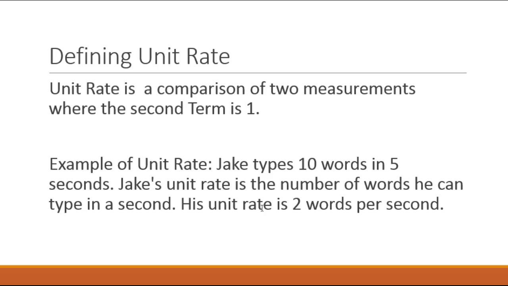Defining unit rate. Unit rate is a comparison of two measurements where the second term is 1. Example of unit rate: Jake typed 10 words in 5 seconds. Jake's unit rate is the number of words he can type in a second, so his unit rate is 2 words per second.